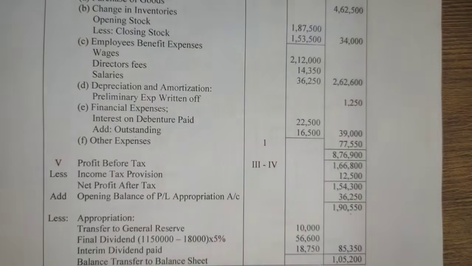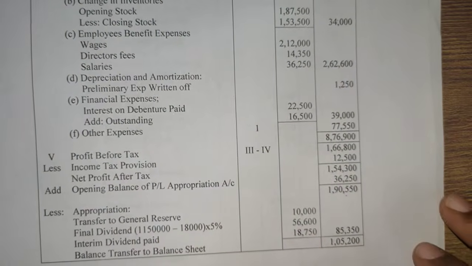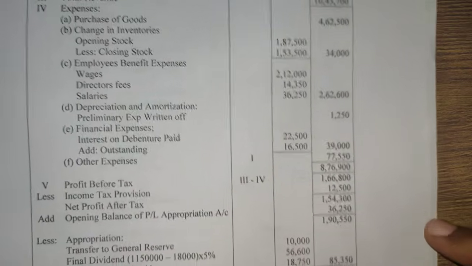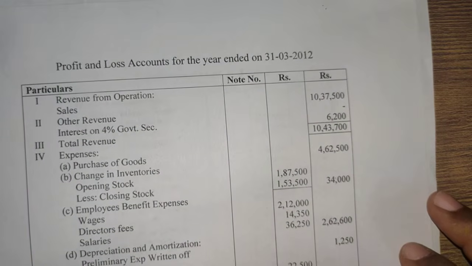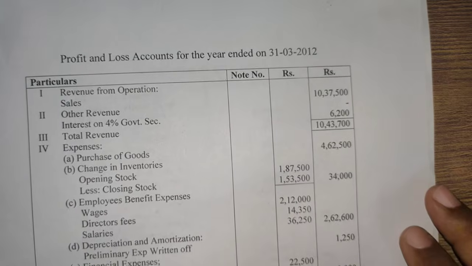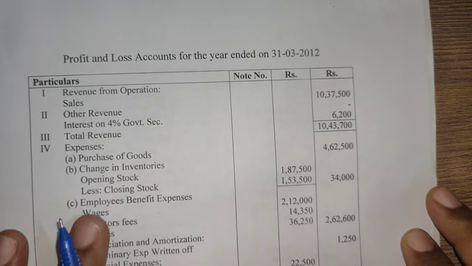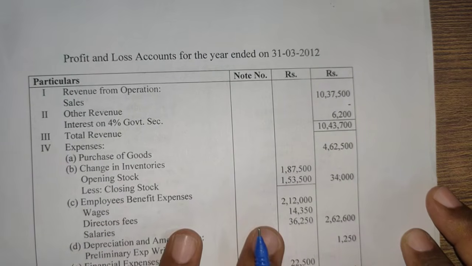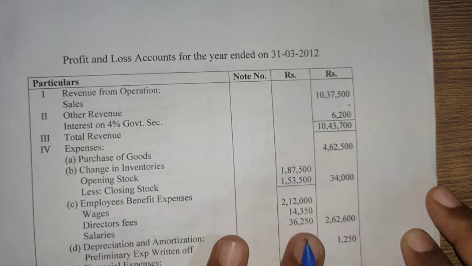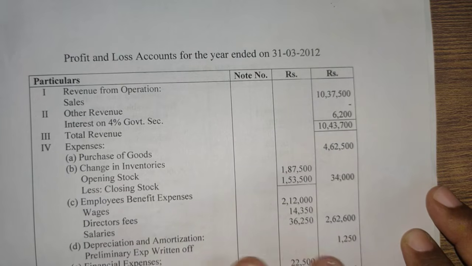So this is the profit and loss account. Look, profit and loss account for the year ended on 31st March 2012. First the heading is required, and in vertical form you know that first is particulars, then note number. Whenever required, we prepare a note. Then there are two columns of rupees.